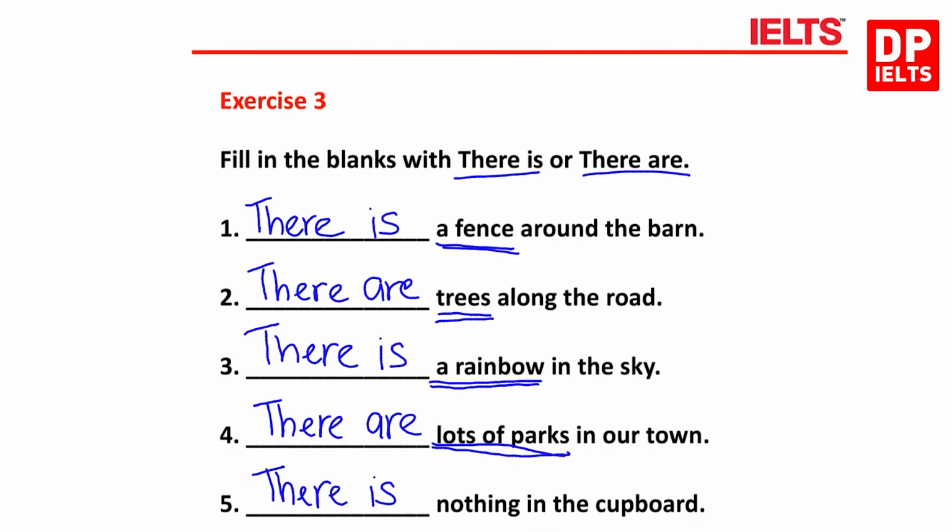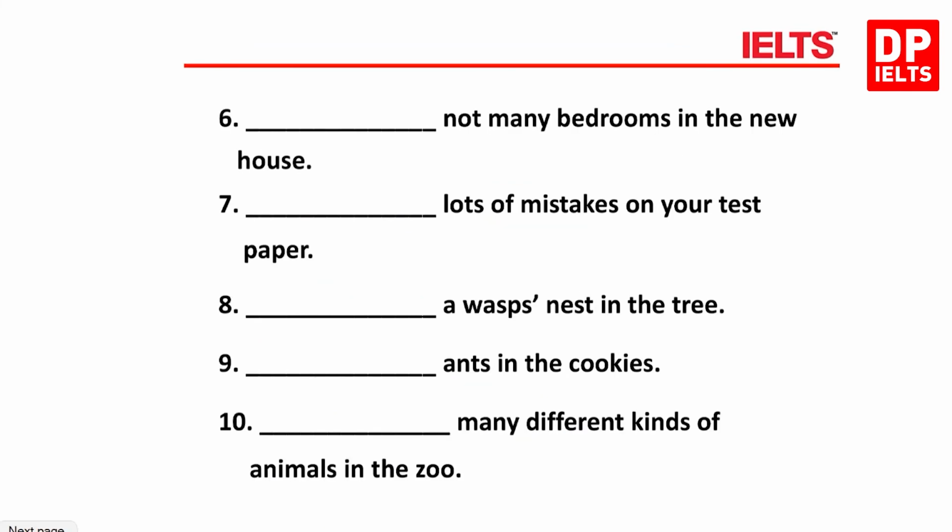So there is a fence around the barn. There are trees along the road. There is a rainbow in the sky. There are lots of parks in our town. There is nothing in the cupboard.